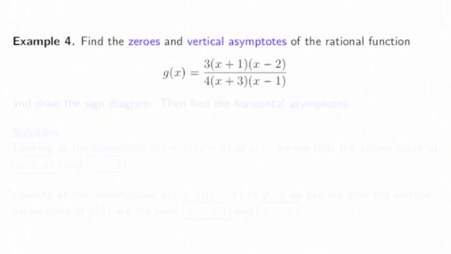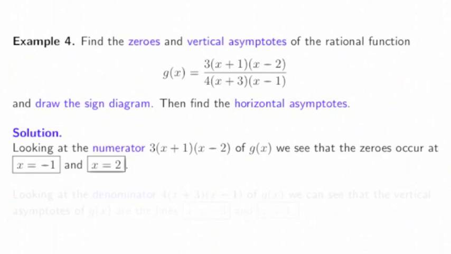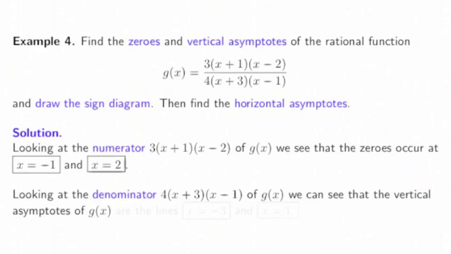Here's another problem. Let's find the zeros and vertical asymptotes of this rational function and draw the sign diagram, and then find the horizontal asymptotes. Looking at the numerator, we see that the numerator is 0 when x is either minus 1 or 2. So those are the zeros of my rational function, since they are the zeros of the numerator. If I look at the denominator, I see that the denominator has zeros at minus 3 and 1. Since these are the zeros of the denominator, they are the vertical asymptotes of my rational function.